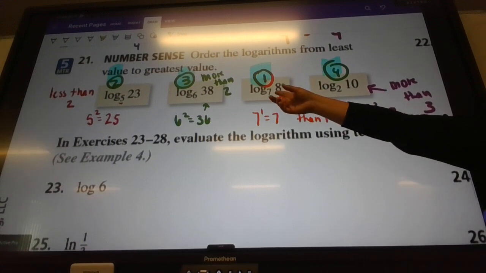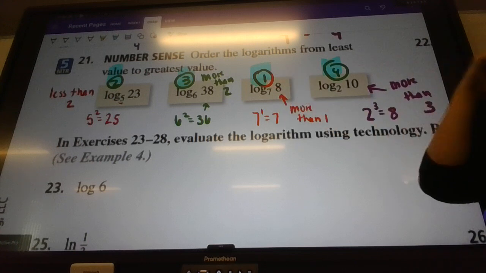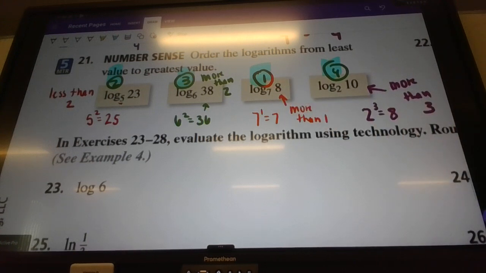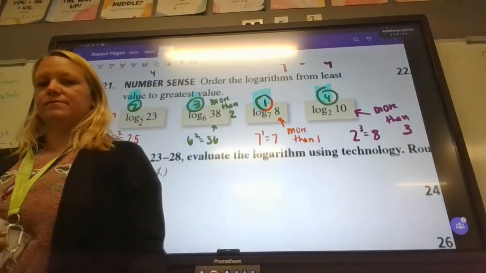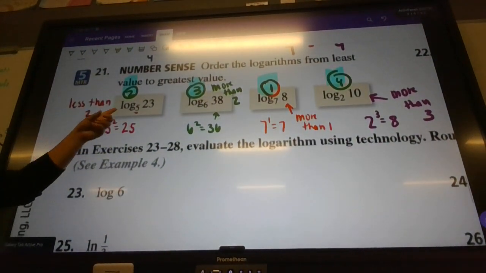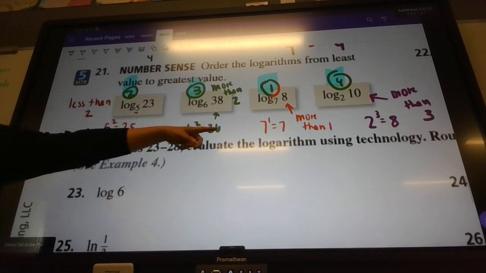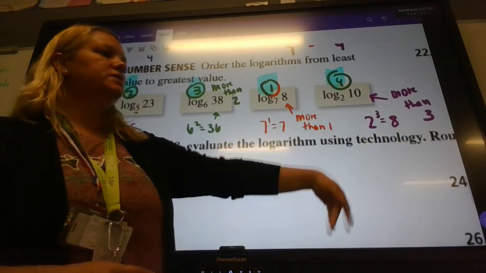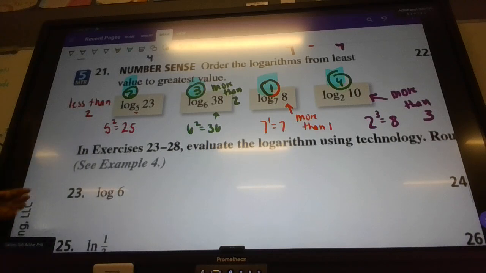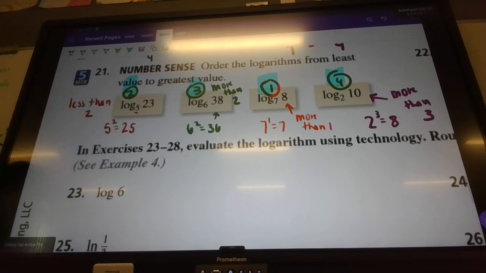So then, yeah, this is definitely the smallest. This is definitely the smallest exponent. The argument is very close to the base subscript. And then this is less than 5 squared, so that would be second. This is just over 2, so that would be third. And this one's over a power of 3, so that would be fourth. Your ability to do this really shows how much you understand logarithms without a calculator.